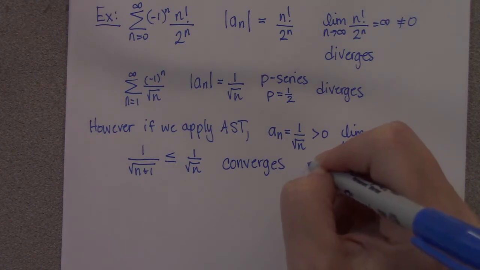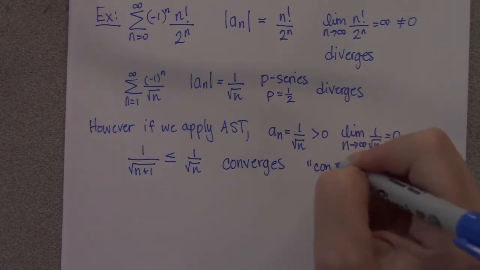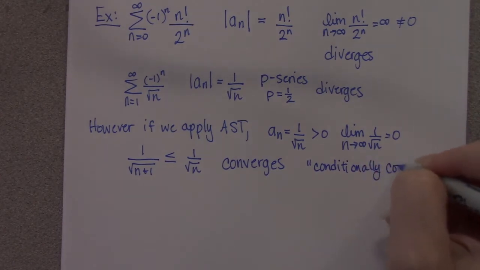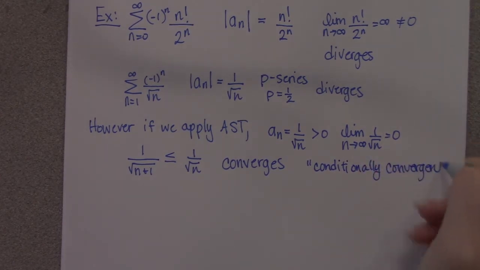So this series is conditionally convergent. So it converges the way it is now, but if we try to take the absolute value and look at the positive, it diverges.